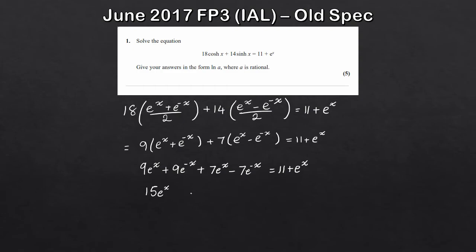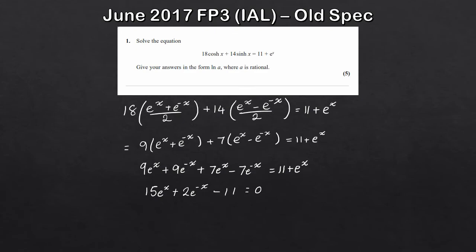Okay. I've also got my 9e to the minus x minus 7e to the minus x, so that'll give me 2e to the minus x. So plus 2e to the minus x. And then we've just got 11 here. Now I want this side to be equal to 0, so I'm going to subtract 11 off both sides. So that's minus 11, and that's equal to 0.